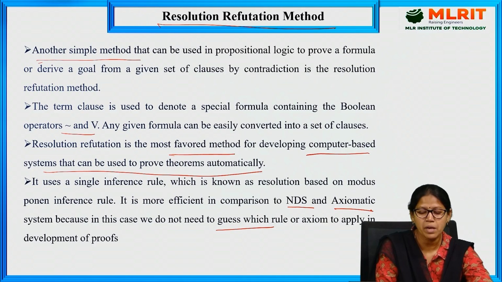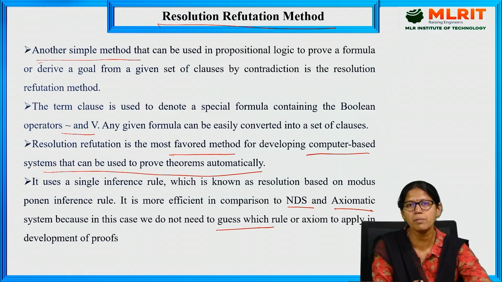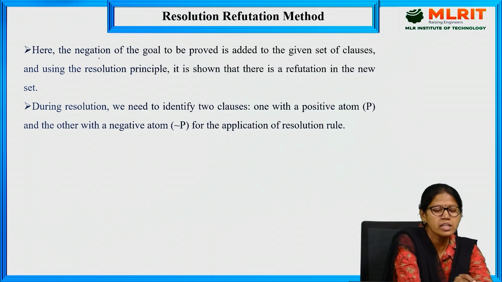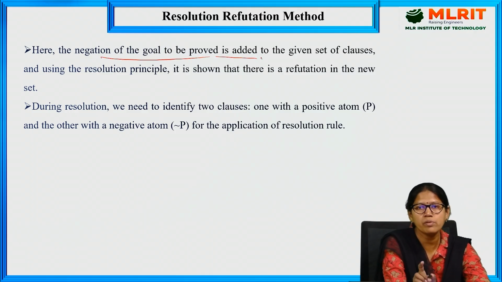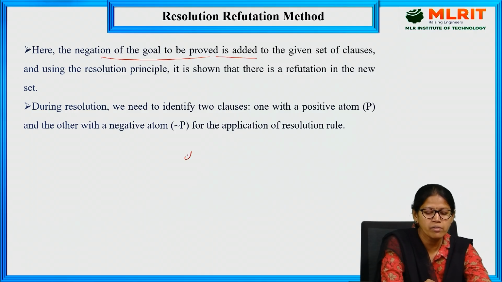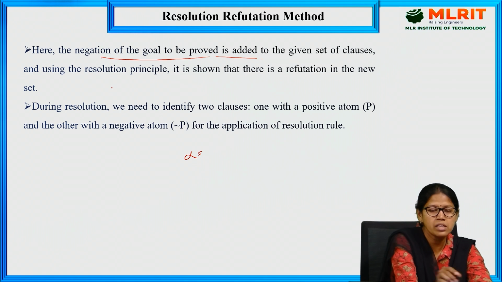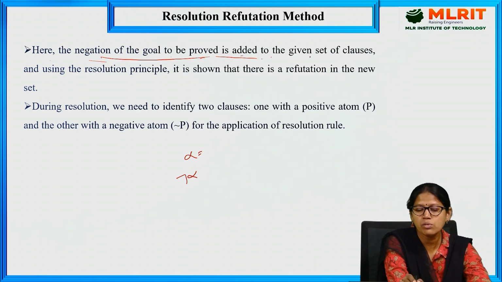But in the semantic and resolution refutation methods, we have a set of rules. We will apply those rules systematically to draw the conclusions. Here, the negation of the goal to be proved is used. Remember this one: whenever alpha is given, in resolution refutation we prove the negation of alpha. So the negation of the goal to be proved is added to the given set of clauses.